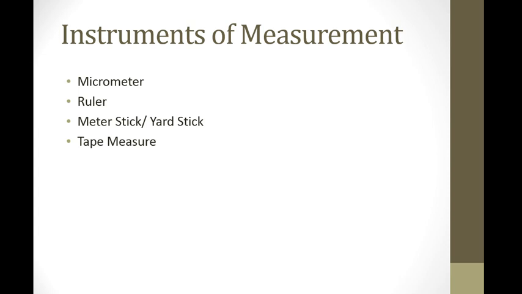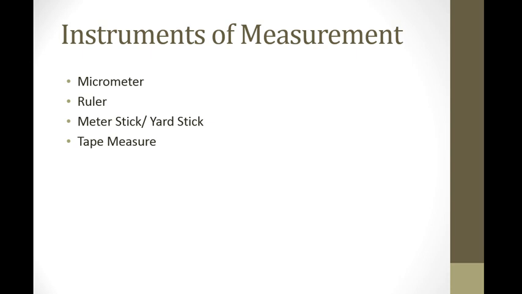We've got really large objects, we've got really small objects, we've got objects in between. And so these four things that I have right here are the general instruments that we will use to measure things in physics. Starting with the micrometer, which is used for incredibly small objects, the ruler, which is used for objects roughly the size of a piece of paper, meter sticks, objects more like the size of a tiny human, and then finally the tape measure for objects like the size of rooms.